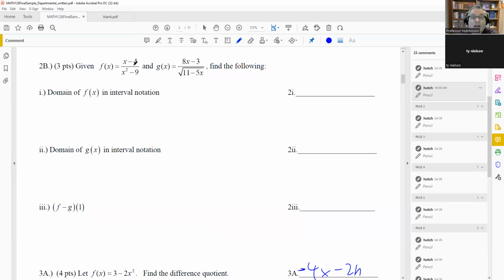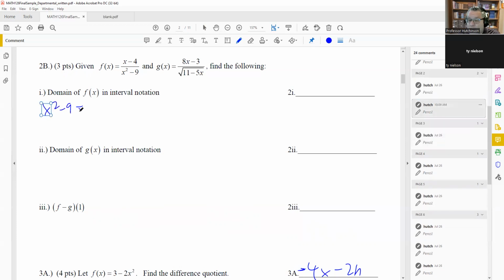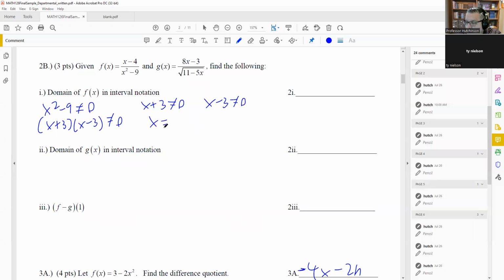Now this, if you have a fraction like this, remember that the bottom cannot be equal to 0. Okay, so we have x squared minus 9 is not equal to 0. And then we can factor it. x plus 3, x minus 3, not equal to 0. So I know that x plus 3 is not equal to 0 and x minus 3 is not equal to 0. If you move things over, you get x is not equal to negative 3 and x is not equal to 3. So now I know that negative 3 and 3 will cause division by 0.